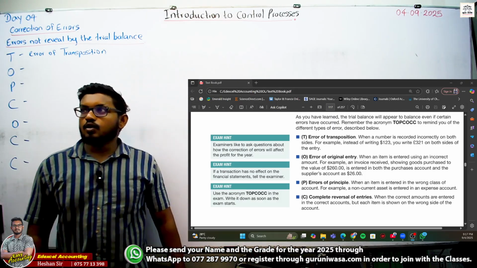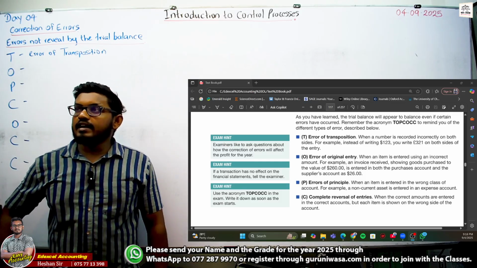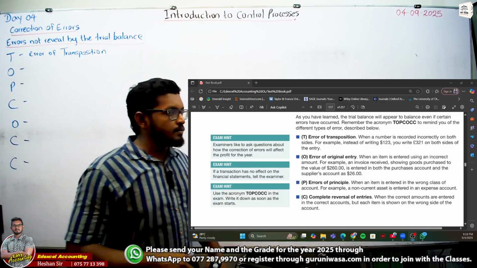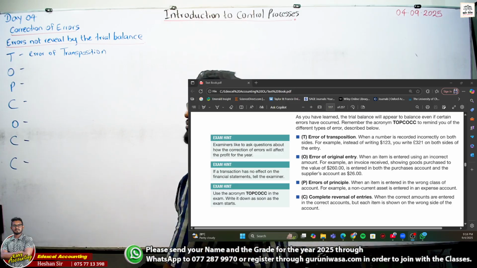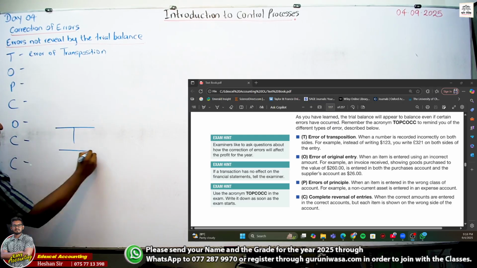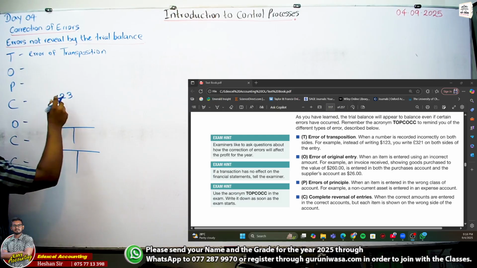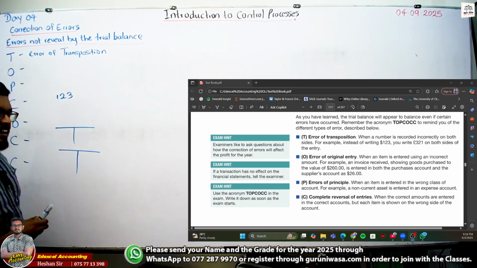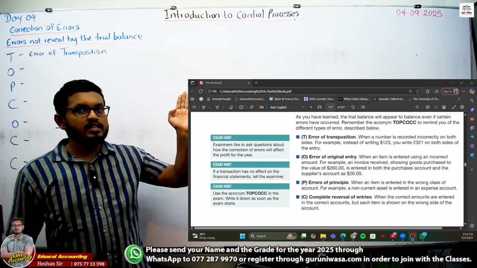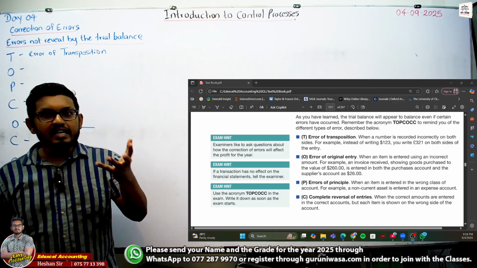When a number is recorded incorrectly on both sides. Transposition means like instead of writing 1 2 3, you write 3 2 1. The trial balance is telling, but the accounting process is incorrect. Now think the actual value is 1 2 3, but we wrote it from the opposite side. For example, take an ambulance. In an ambulance the name is written from the transposition side, the opposite side, because it's for mirror purposes.